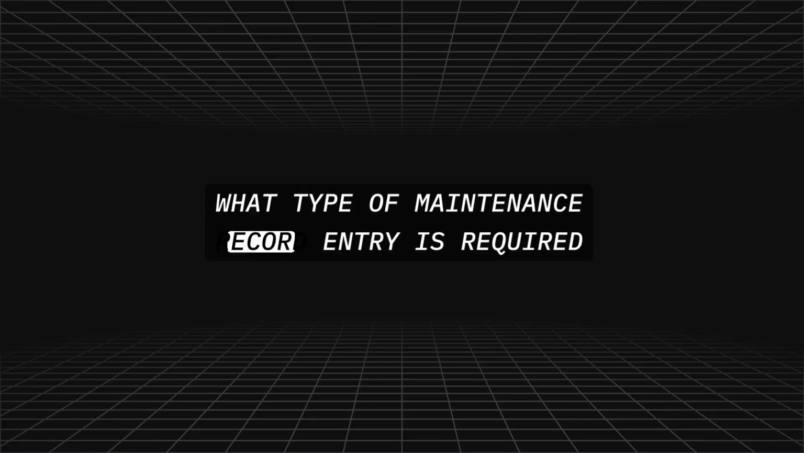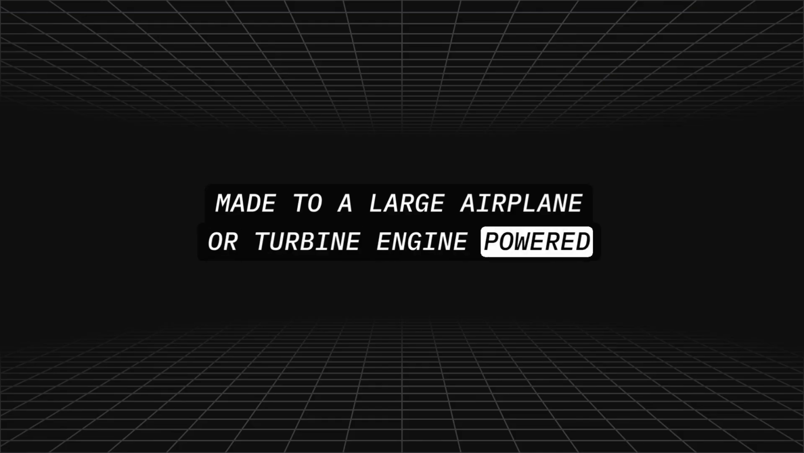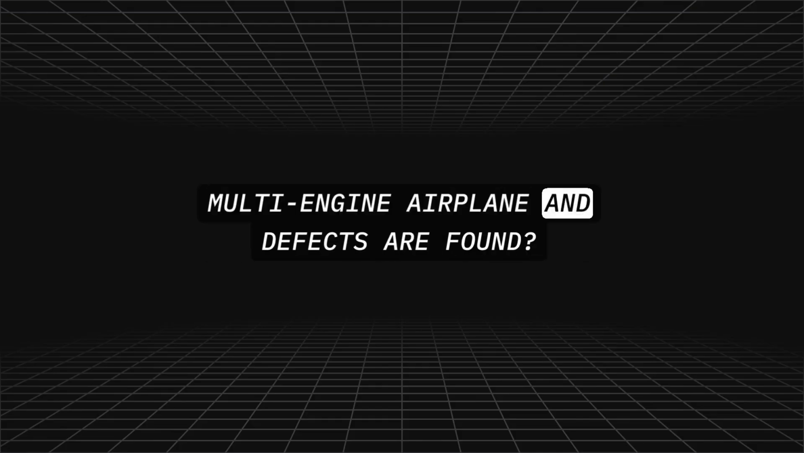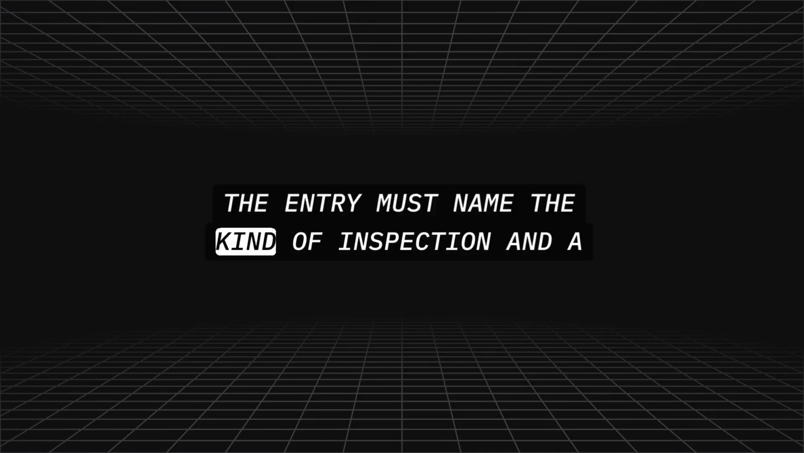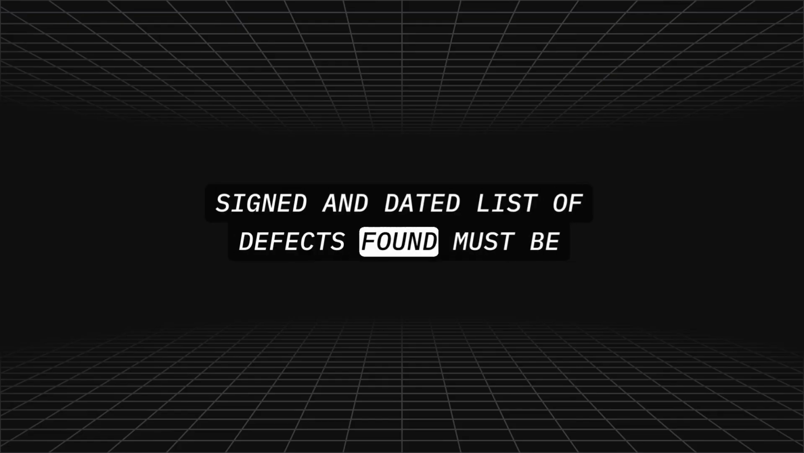What type of maintenance record entry is required when an inspection under 14 CFR Part 91.417 is made to a large airplane or turbine engine powered multi-engine airplane and defects are found? The entry must name the kind of inspection, and a signed and dated list of defects found must be given to the owner.